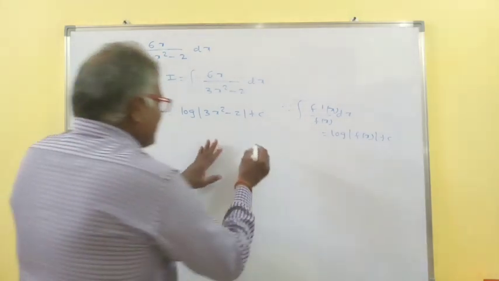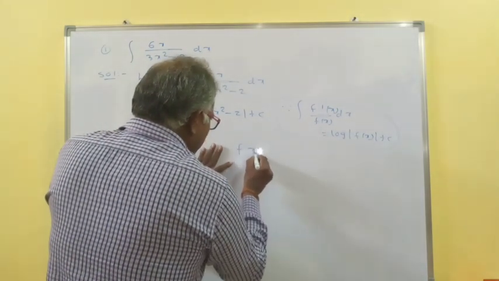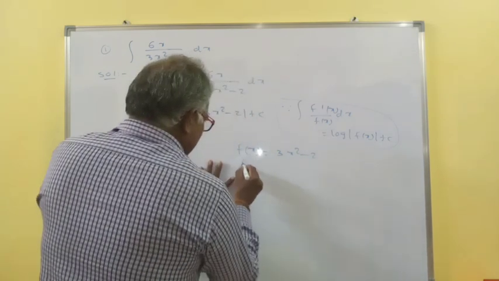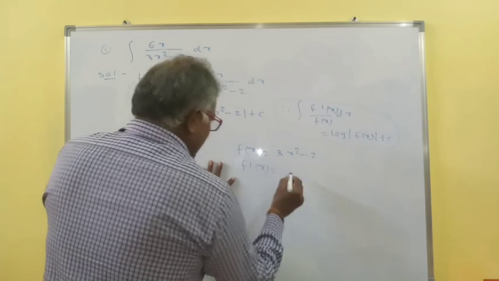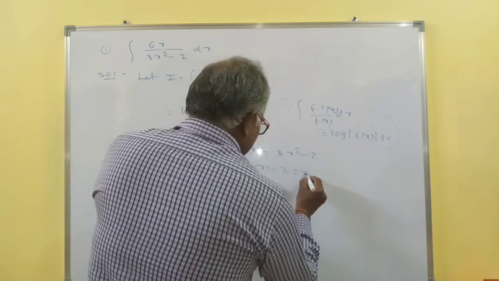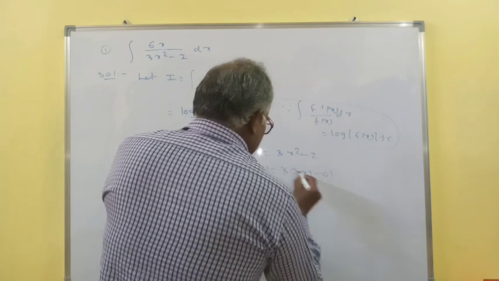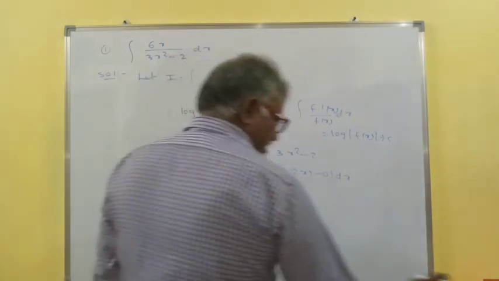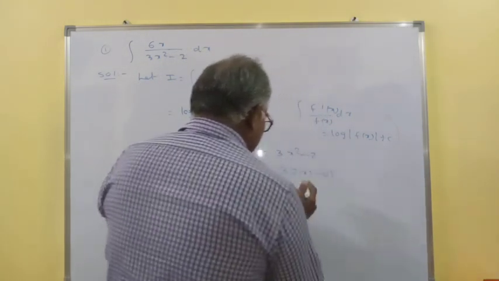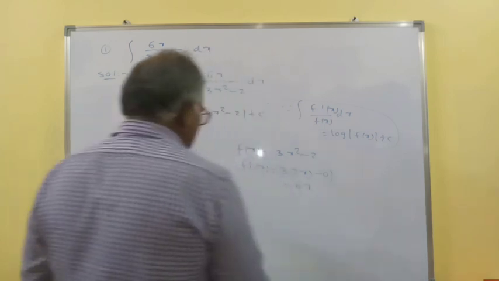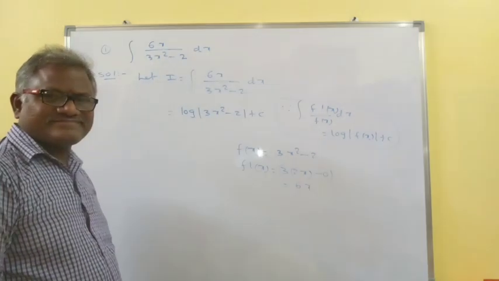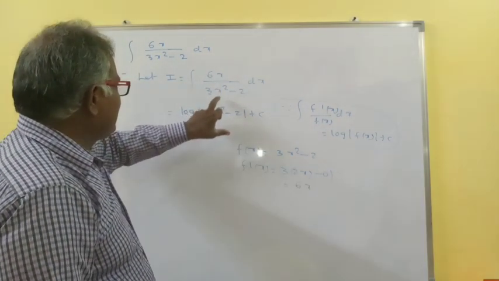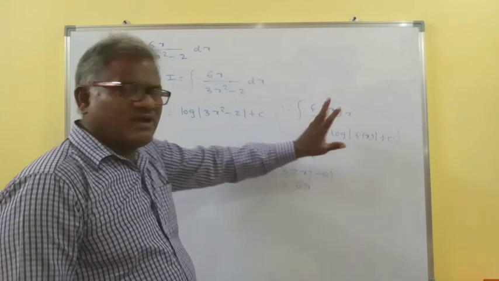Or if you want some more steps, here f of x is equal to 3x square minus 2. So f dash x, if you want, you can write, no problem: 3 into 2x minus 0 dx. Here 6x. So this is the way to write. No need to write this one. Here directly you have to write down the answer and give the formula.